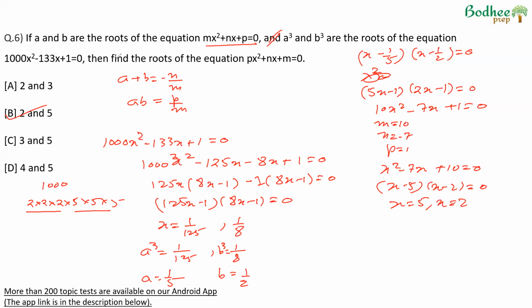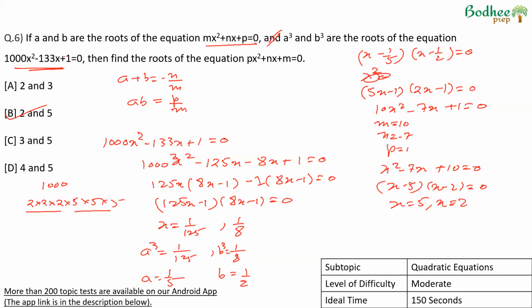Since we were able to solve this equation, I got the roots and then worked backwards. Therefore, I am saying probably a moderate question. Depending on how we go about the question, it might be difficult, easy or moderate, but definitely a moderate question and would take 2 to 2.5 minutes.